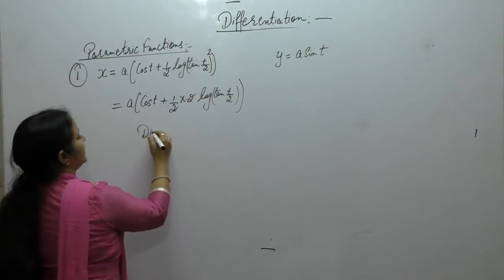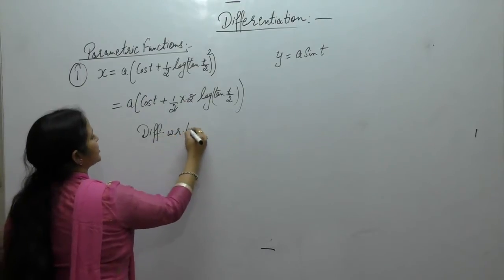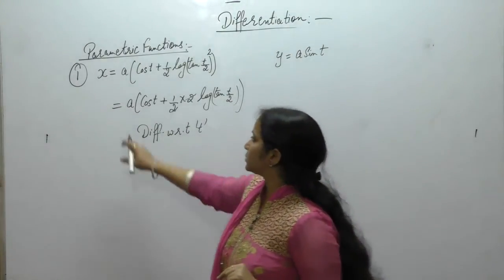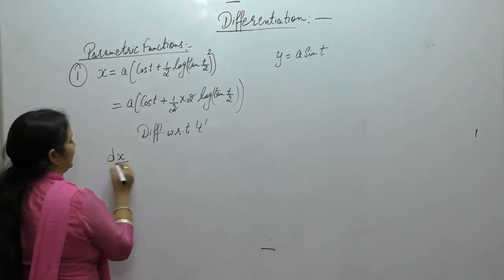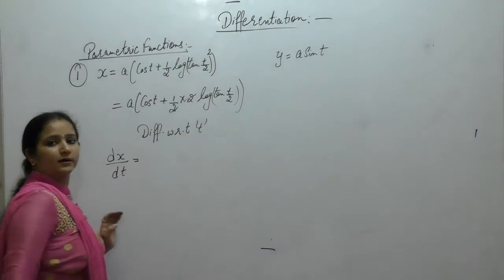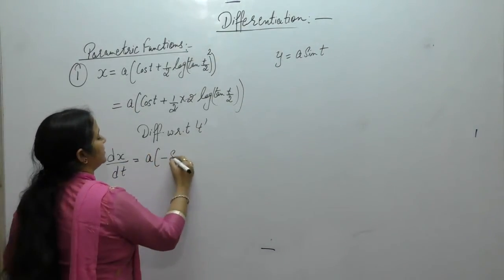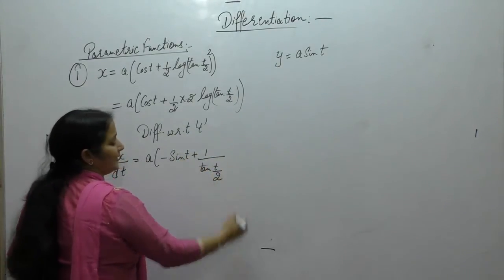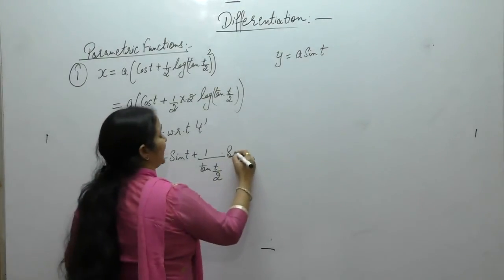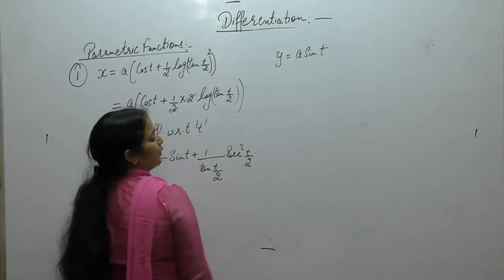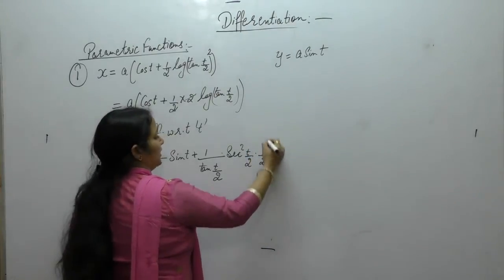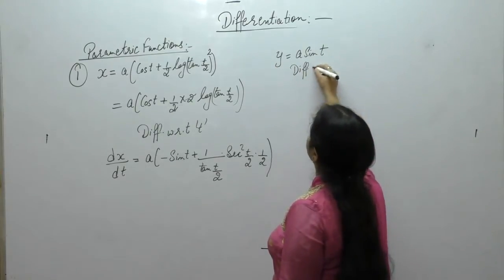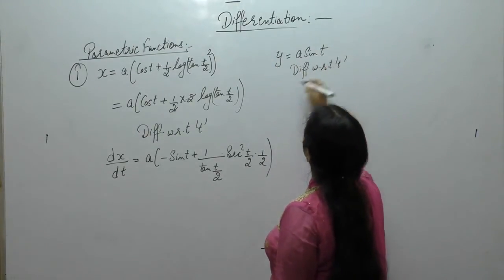Now differentiate, because it is a function of t, so we will have to take differentiation with respect to t here. So derivative of x with respect to t, clear? Derivative of cos, derivative of log is 1 upon tan t by 2, derivative of tan is sec square t by 2, derivative of t by 2, that is 1 by 2. If we differentiate this with respect to t, so what we get?